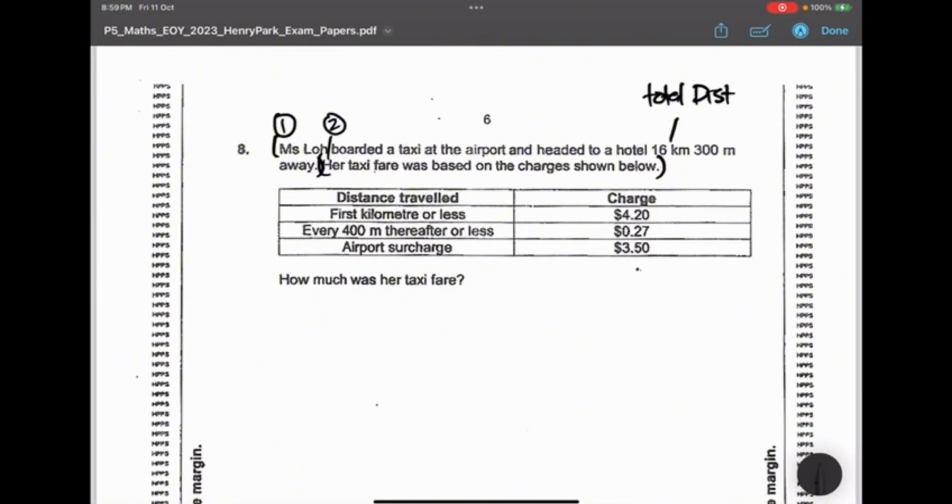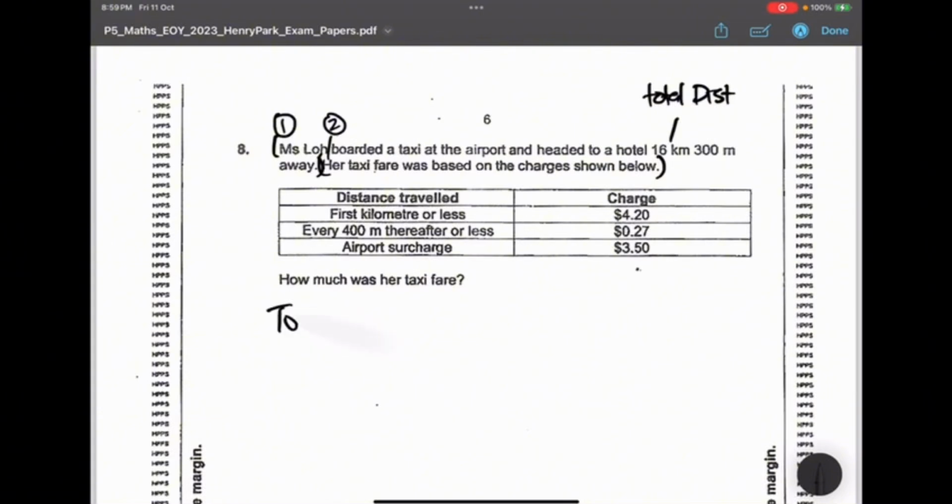Alright, below we have a table. What does it say? The first kilometer or less is $4.20. Now, every 400 meter thereafter or less is 27 cents. And airport surcharge is $3.50. Now, how much was her taxi fare?